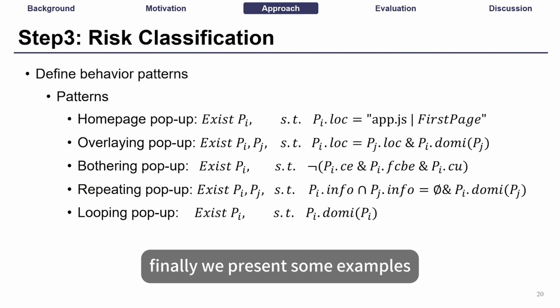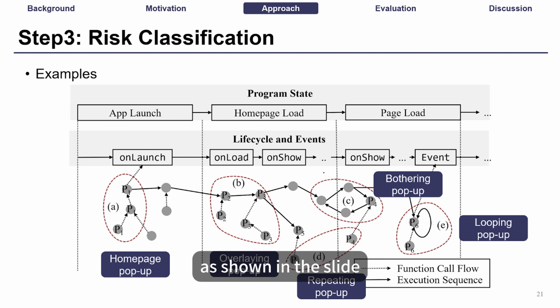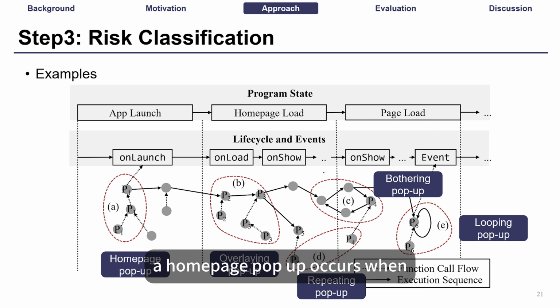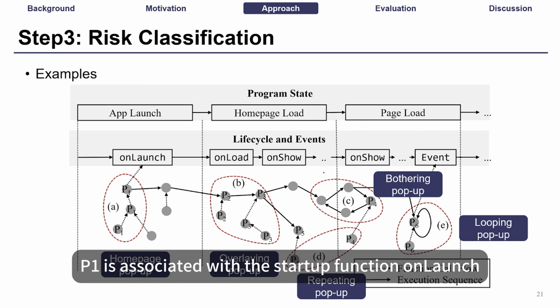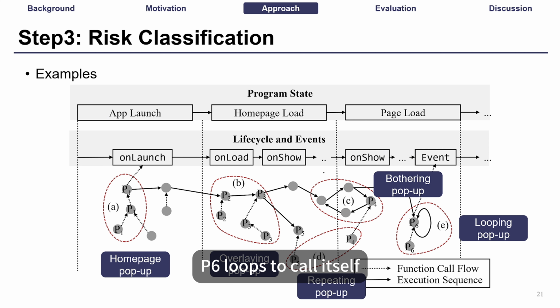Finally, we present some examples. P represents different permission call APIs. As shown in the slide, a homepage pop-up occurs when P1 is associated with the startup function onLaunch, while a looping pop-up occurs when P6 loops to call itself.